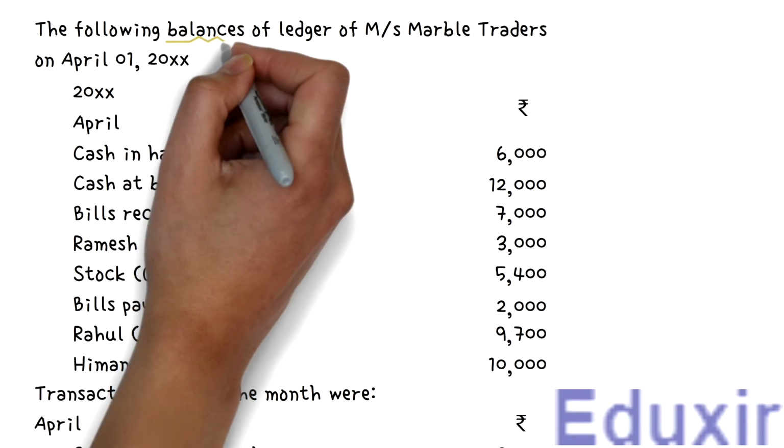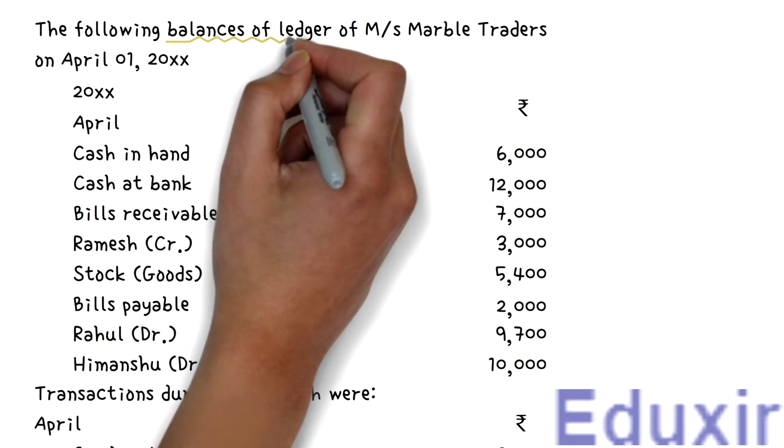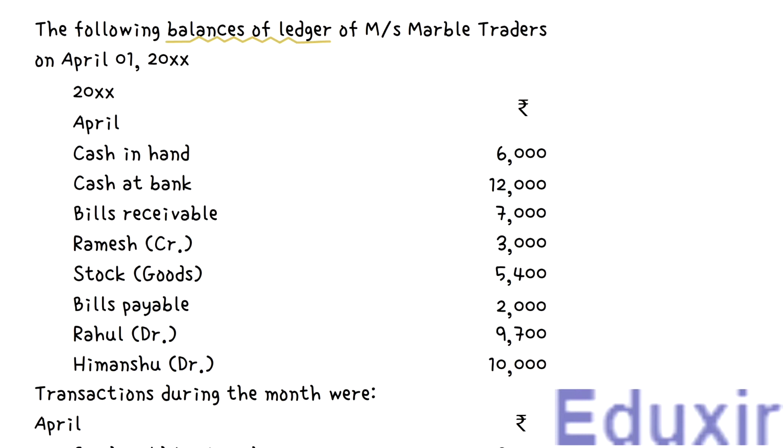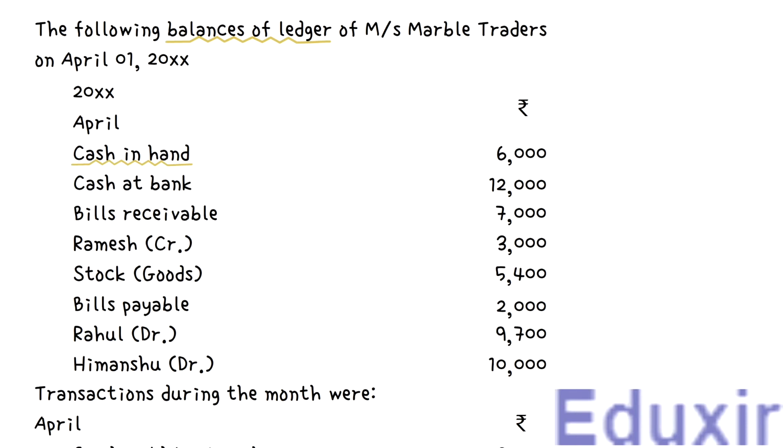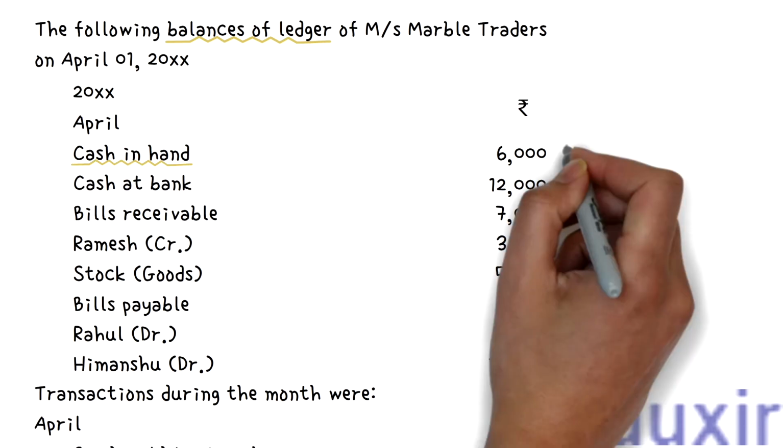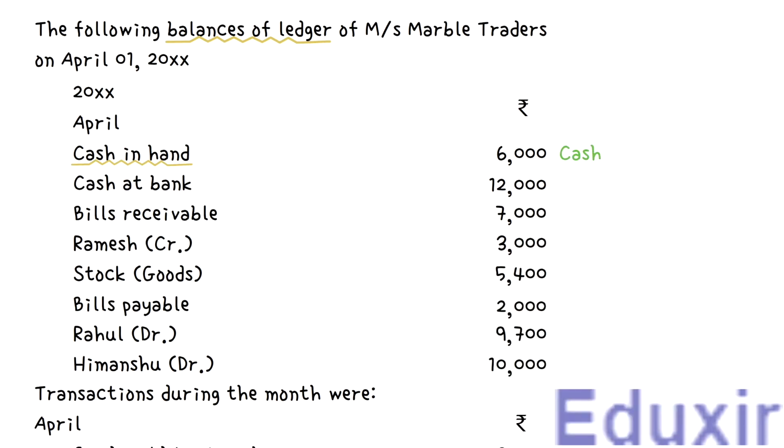Note that this problem is started with the balances of ledger brought down from the previous accounting period. I repeat, these are balances brought down from the previous accounting period and not transactions. The first balance brought down is cash in hand. As you know, cash in hand is always a debit balance and represents the cash available with the business. As you know, the cash is an asset. So this needs to be recorded as an asset. With this analysis at our disposal, let us now proceed with the generalizing of this transaction.